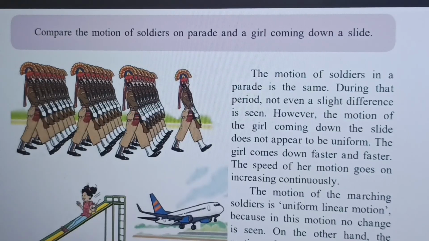Further, on your page of the textbook, two pictures are given. It is also given here to compare the motion of soldiers on parade and a girl coming down a slide.